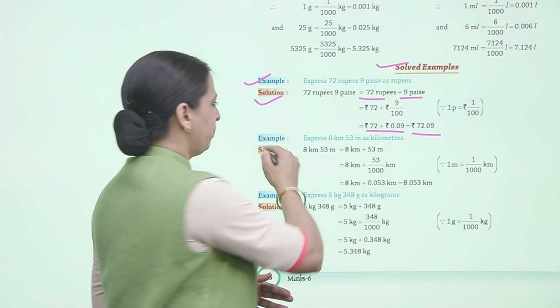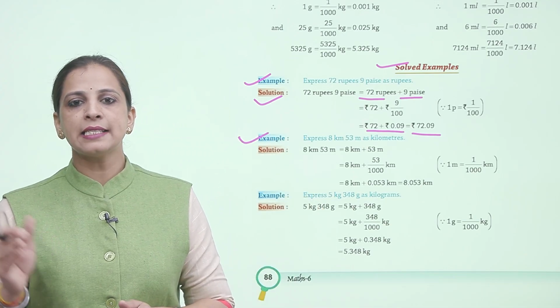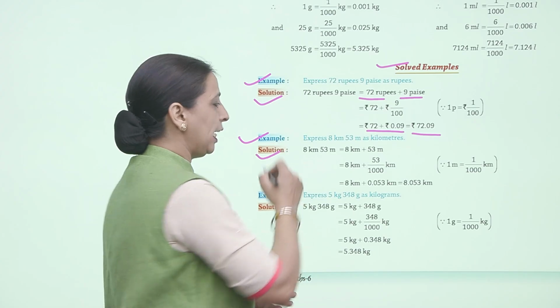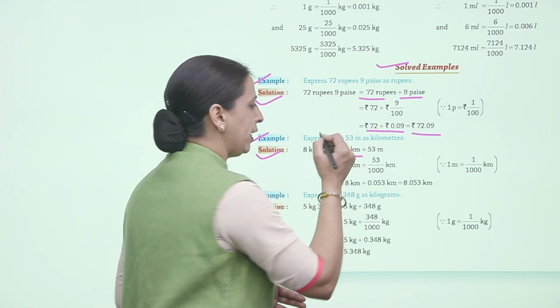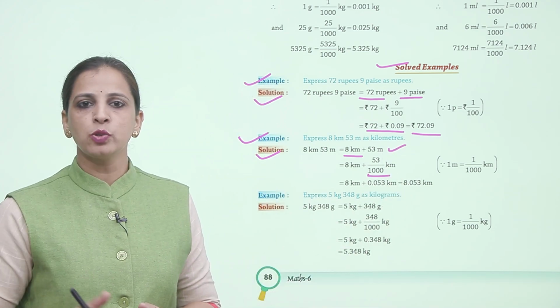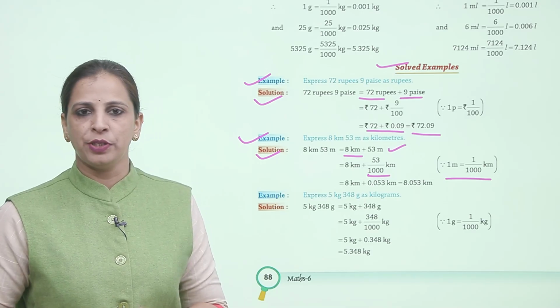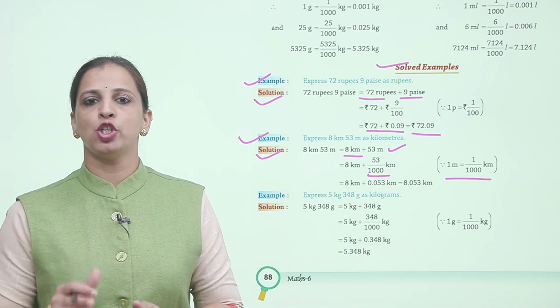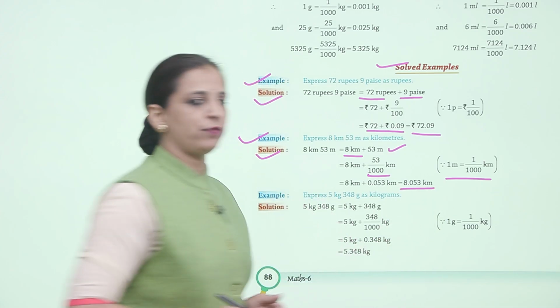Now next example. Express 8 kilometer 53 meter as kilometers. Solution: 8 kilometer 53 meter is equal to 8 kilometer, which is already in kilometer, and 53 meter becomes 53 by 1000 kilometer, as 1 meter is equal to 1 upon 1000 kilometer. So 8 kilometer plus 0.053 kilometer is equal to 8.053 kilometer.